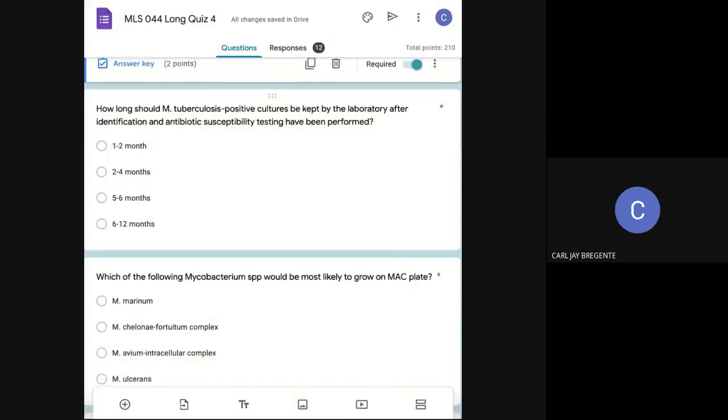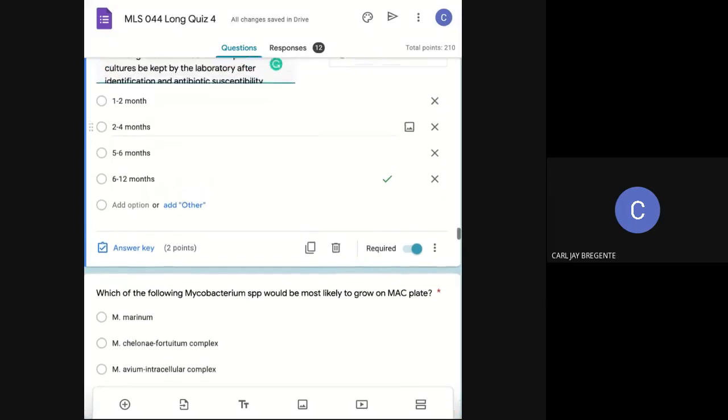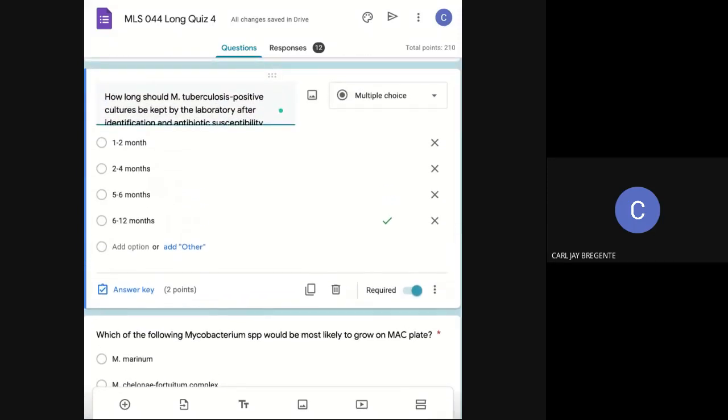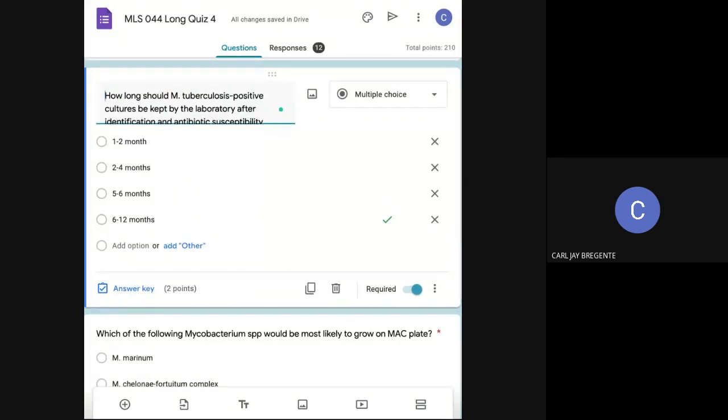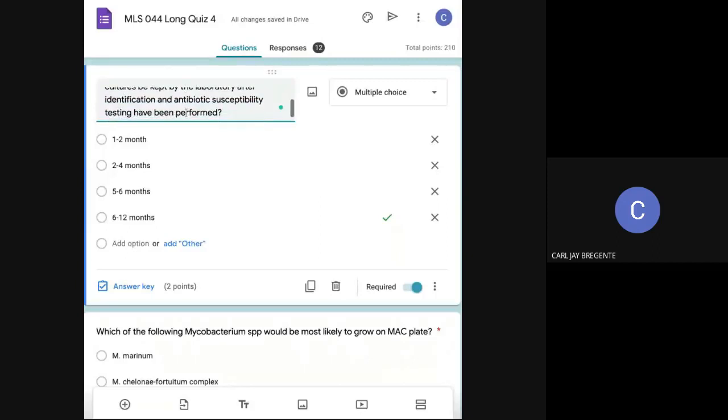How long should the M. tuberculosis culture be kept by the laboratory after identification and antibiotic susceptibility testing have been performed? So the correct answer, class, is 6 months to 12 months, or 1 year. You keep the M. tuberculosis culture in case the doctor requires additional susceptibility testing.